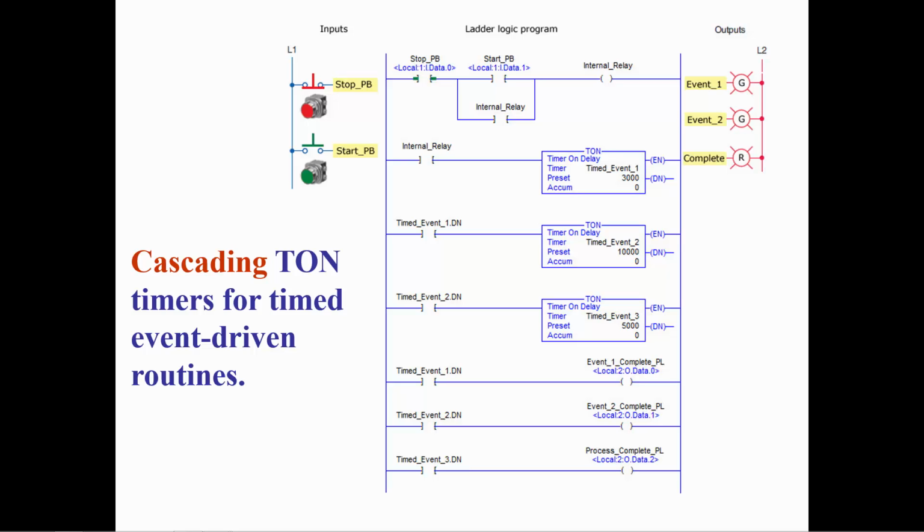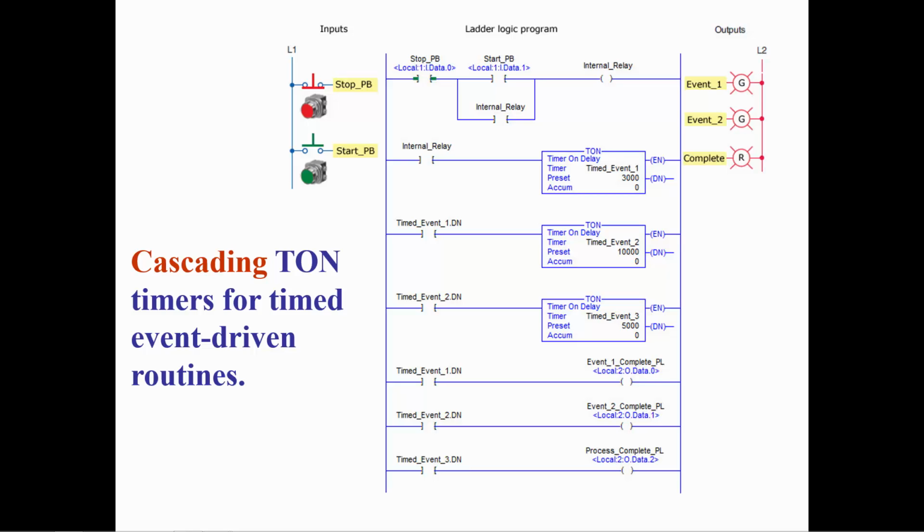In this example, we have 3 timers. The first timer is started when the start push button is pushed. The second timer starts when the first timer is done. The third timer starts when the second timer is done. This arrangement is called cascading timers.